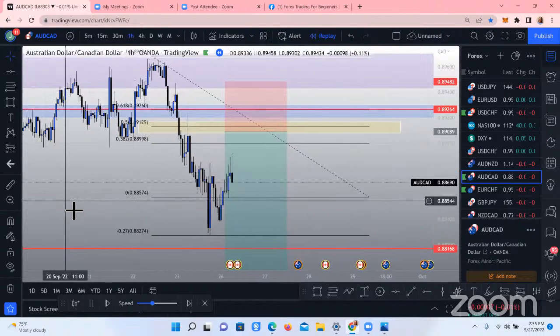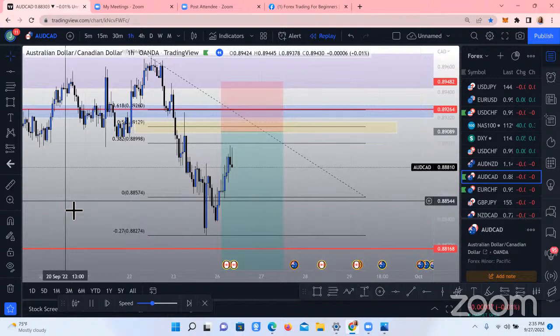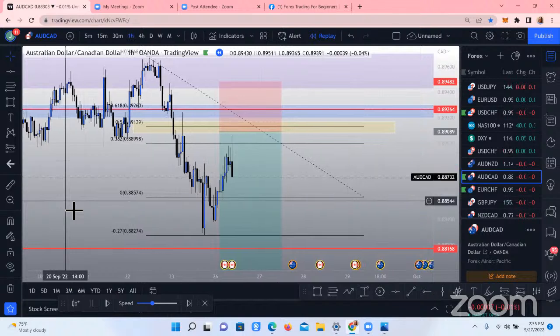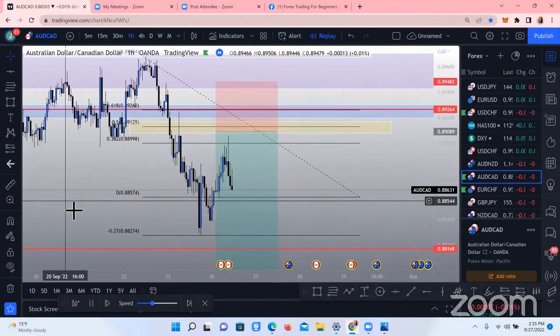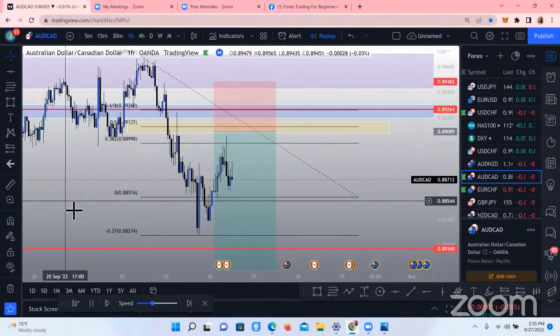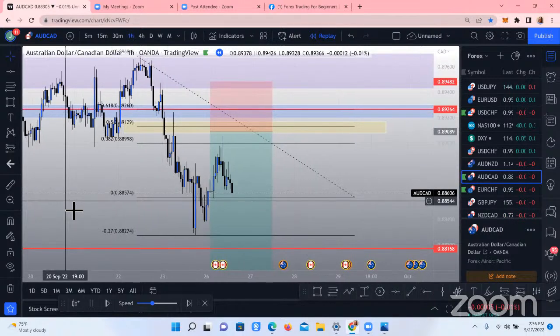Well, we're getting some upwards movement. Come on, give us in. Ooh, did we not get in? That would be sad.